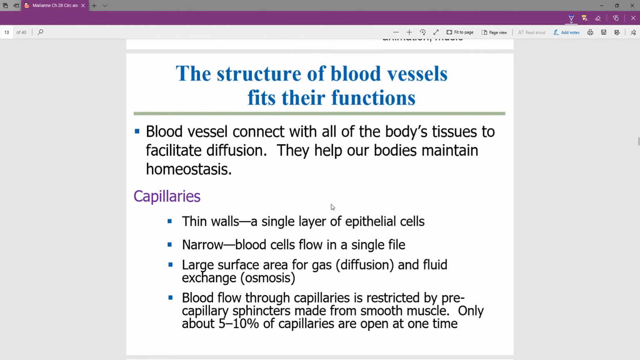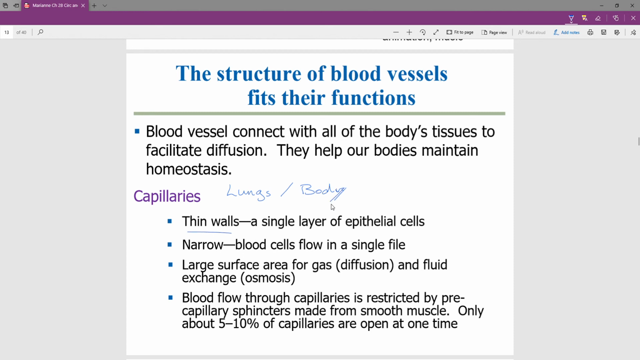The structure of blood vessels fits their function. So again, this whole theme of form and function, you've talked about the different vessels before, and we've already kind of discussed them a little bit. So a little bit of a focus on their form and the function. Blood vessels connect with all of the body's tissues to facilitate diffusion. They're really what help our bodies maintain homeostasis. So starting with the teeny tiniest, the capillaries, and those would be at your lungs or at your body tissues.